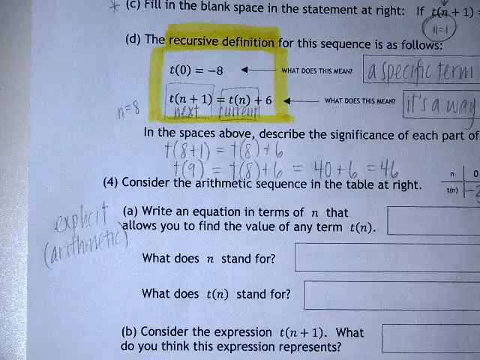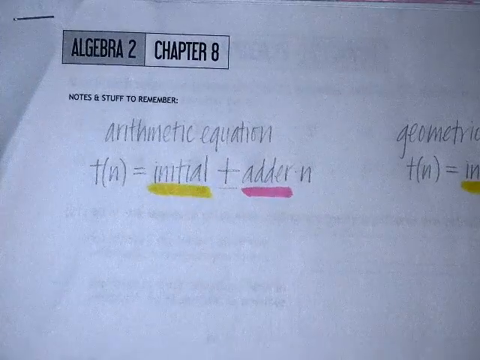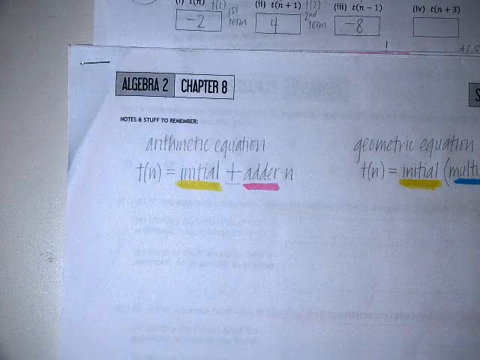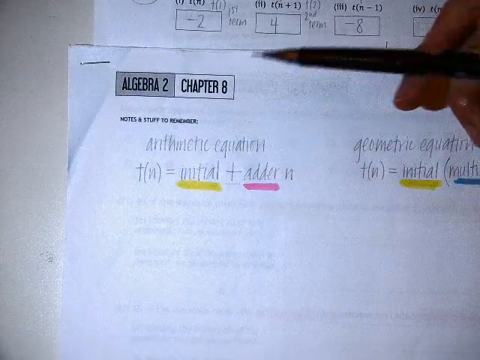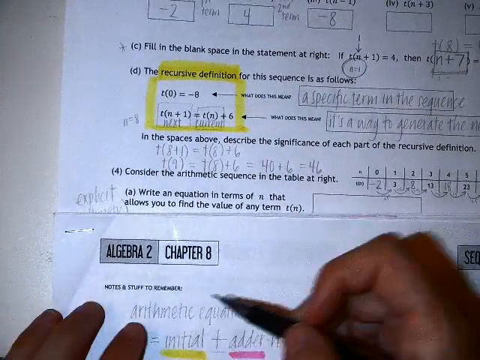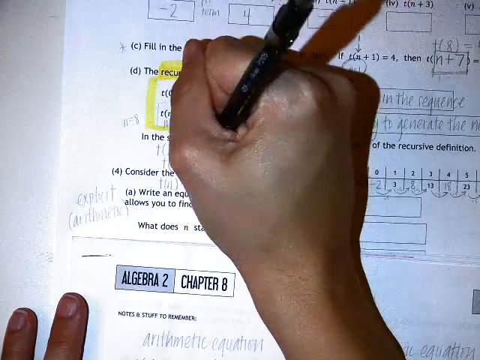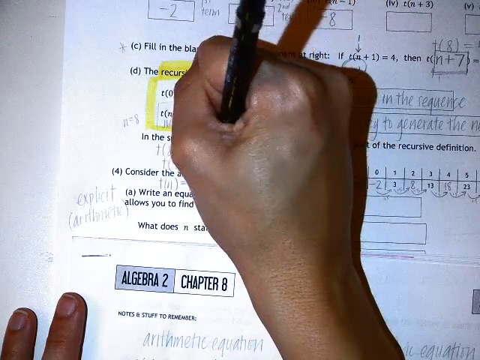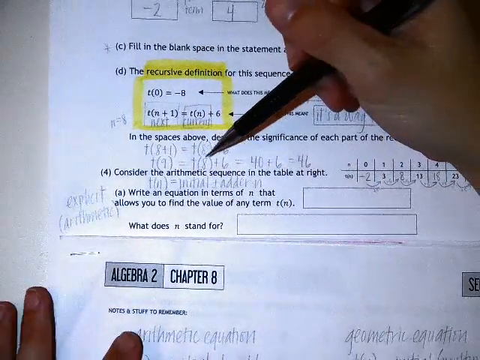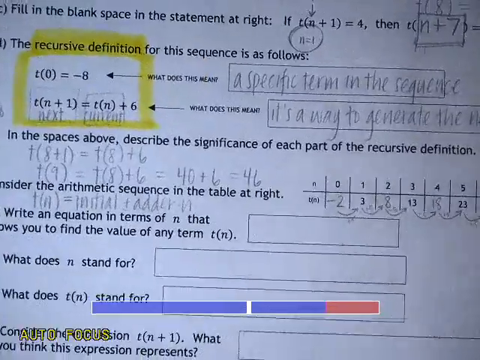Your notes may be on a separate sheet of paper. Your notes may be somewhere on the front side of the paper if you printed the packet like we kind of used to do in class. But we've been writing explicit or arithmetic equations for a long time, and we know there's a formula to them. The formula for an arithmetic equation is to write t of n equals the initial value plus the adder times n. Now it could be minus if the adder is subtracting, so I'll just put plus or minus there as a reminder.